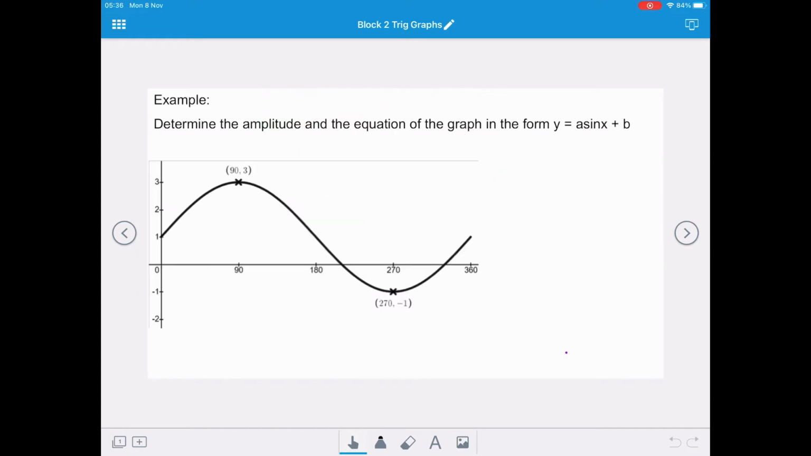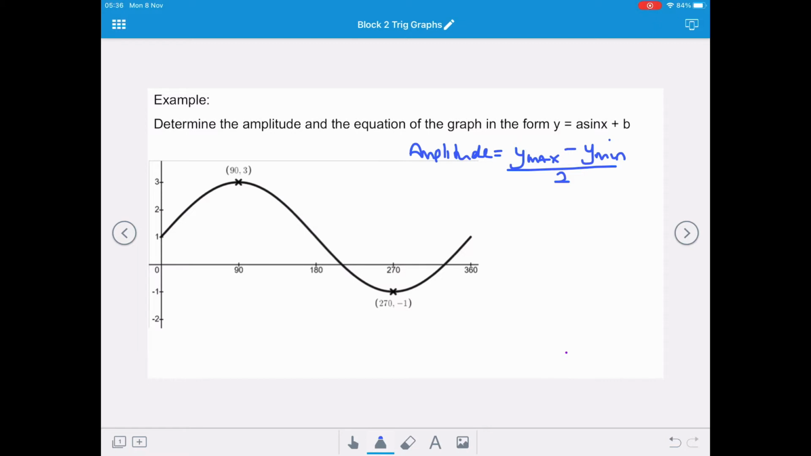So in this example, we're being asked to determine the amplitude and the equation of the graph in the form y equals a sine x plus b, and we can see that it has had a vertical shift upwards from our traditional 0, 0 position. So the amplitude is the difference in the maximum and minimum y coordinates halved. So it's y max minus y min all over 2.